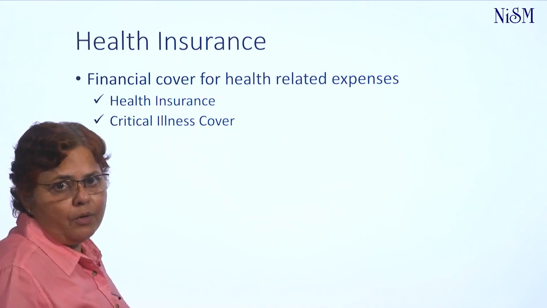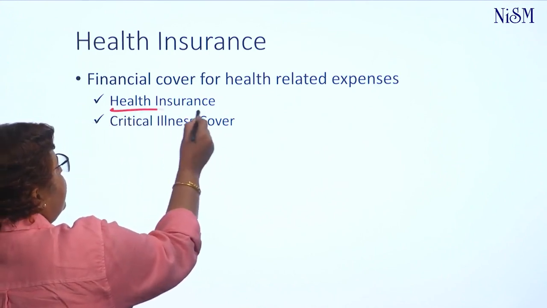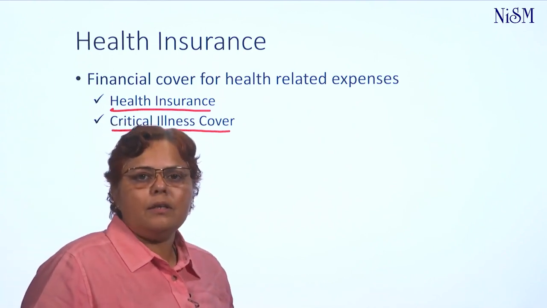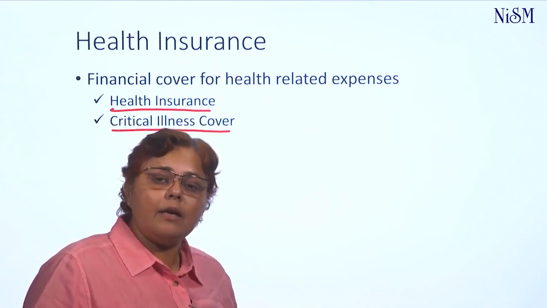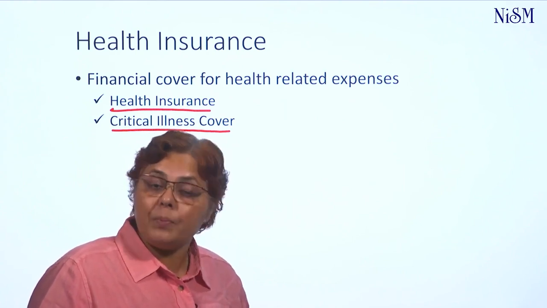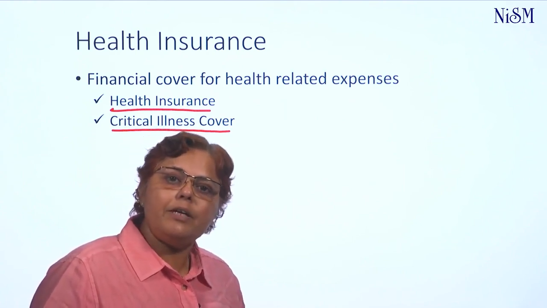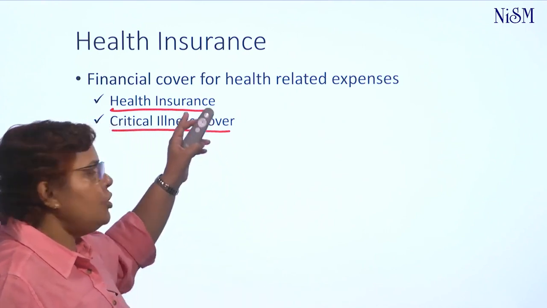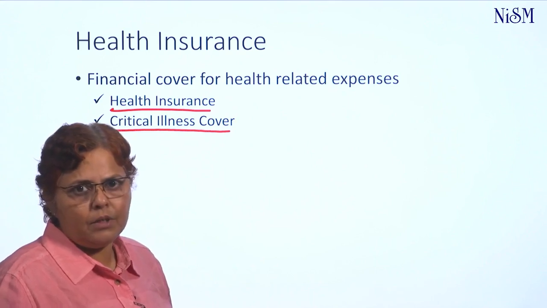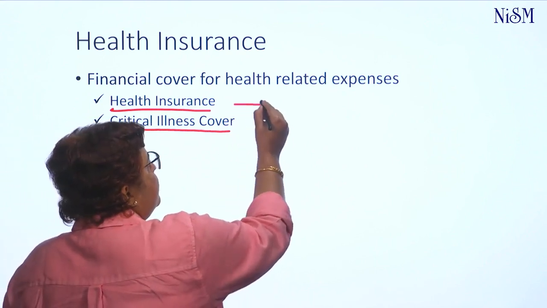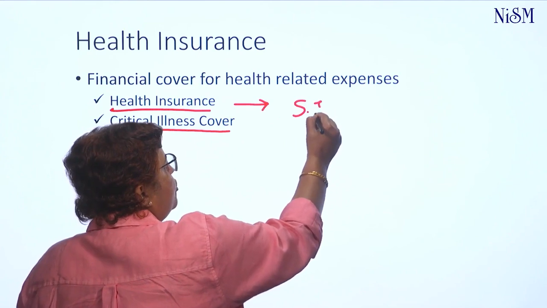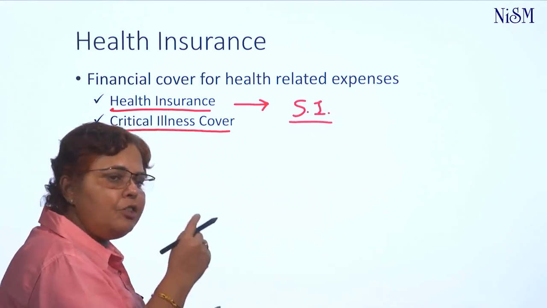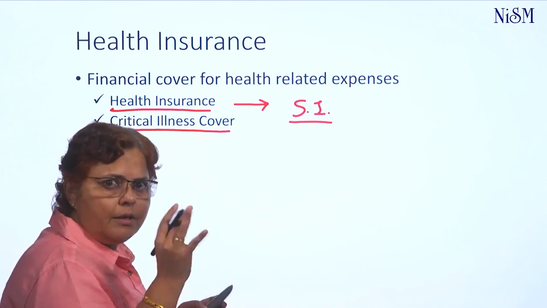Now, another very important insurance: health insurance and critical illness cover. Whenever a person gets sick to the effect that the person has to get hospitalized, minimum 24 hours of hospitalization is required, in that case health insurance will come into the picture. Health insurance will have sum insured, which is slightly different from what we called, remember, in life insurance, sum assured. Here it is sum insured.